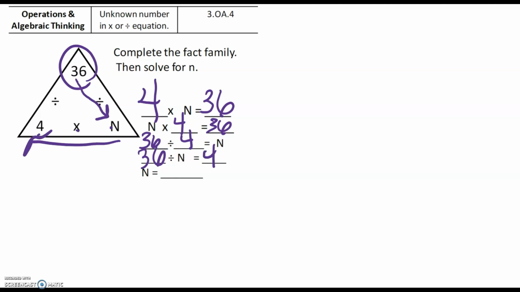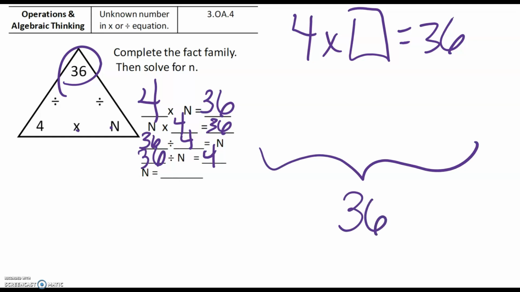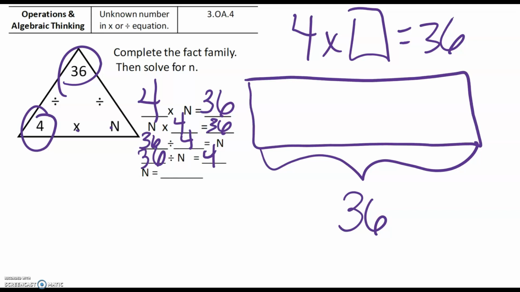Now our goal is to figure out what n is. Some of you may be able to just simply, if you know your facts, go 4 times this equals 36, and you might know what the answer is. But some of us may not be able to. So one thing that I know is I have my total down here, and I know I have 4 equal groups. So I can make my little bar model or a tape diagram, and I have 4 groups: 1 group, 2 groups, 3 groups, 4 groups.